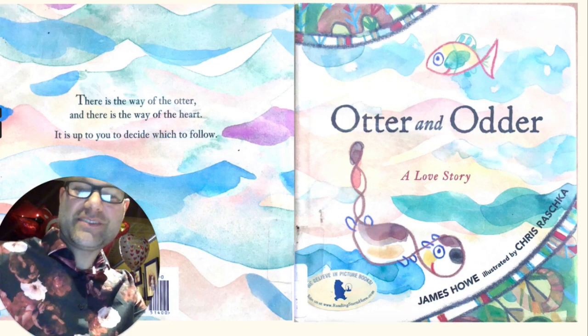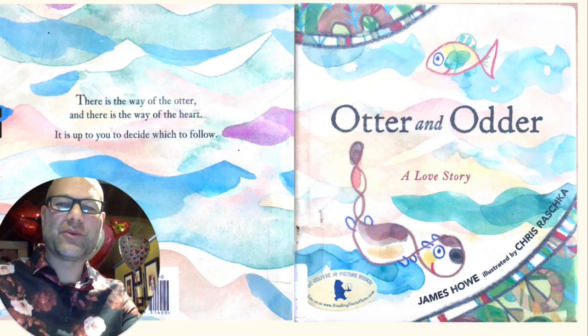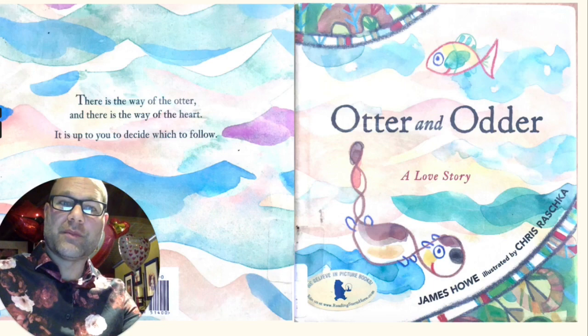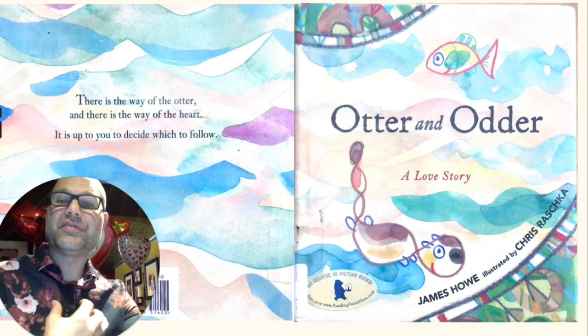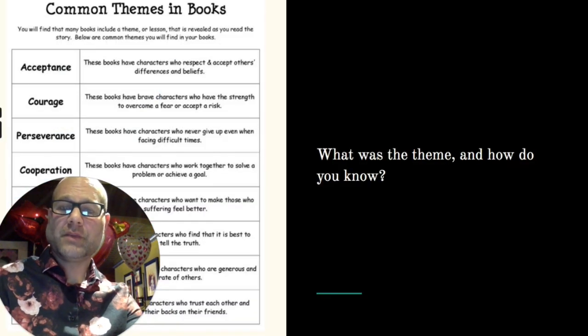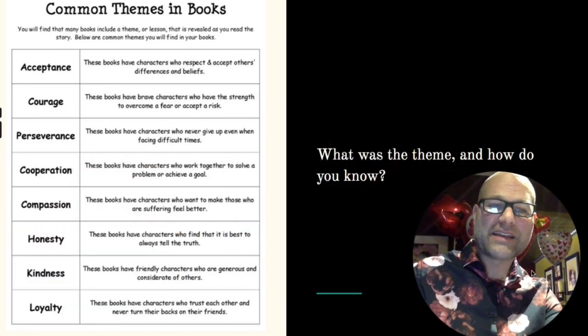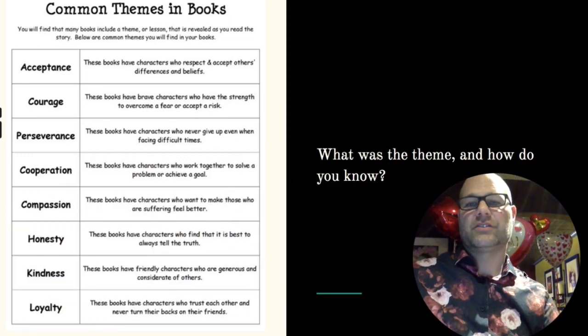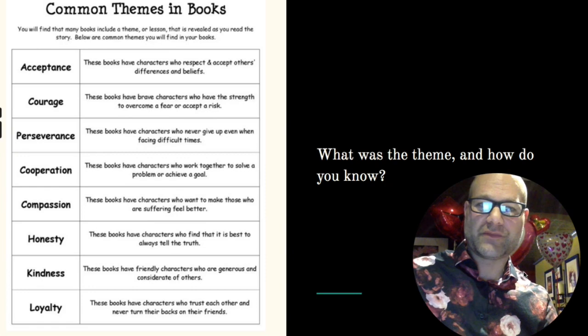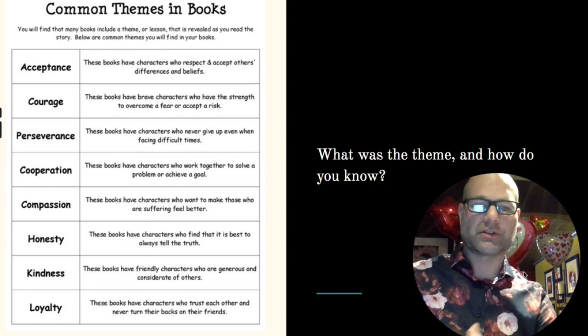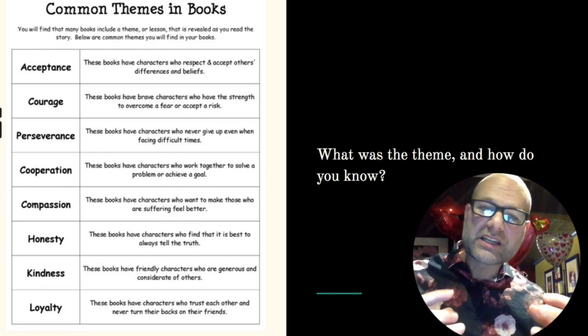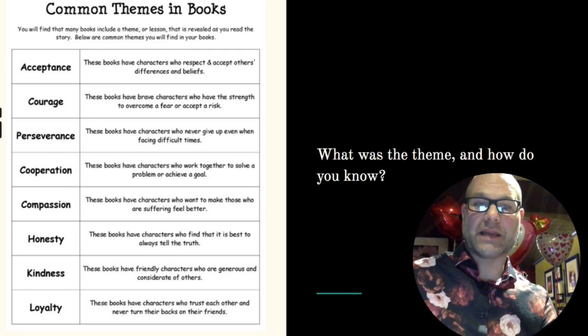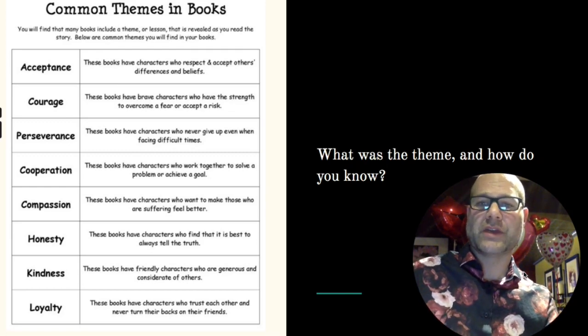Throughout the reading of this text, I want you to listen for the theme. What is a theme? A theme is the message of a text. Here is a list of different themes that lots of literature has. This particular text probably has a few themes in it, and that happens often in stories.